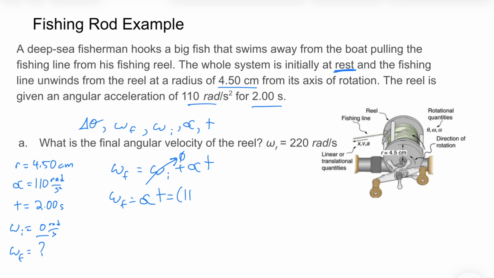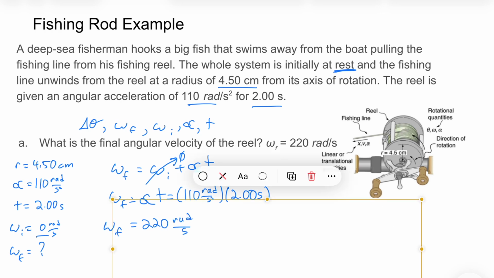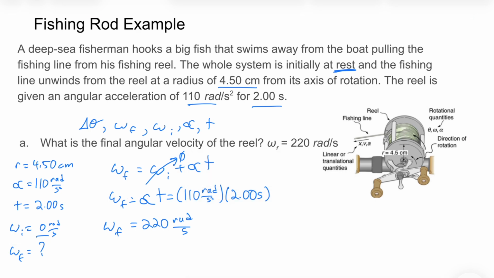And so we take our angular acceleration, 110 radians per second squared, times the amount of time that the line is spooling for, which is 2 seconds, and that would give us 220 radians per second as our final angular velocity, right? One of our seconds would cancel out at the bottom of radians per second squared with the seconds of the time we're multiplying by. Great.